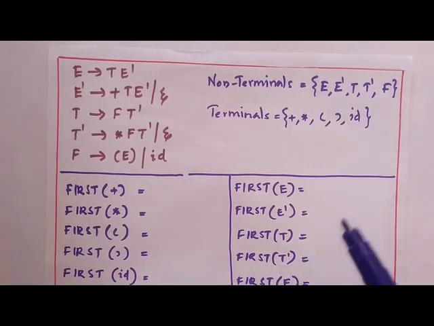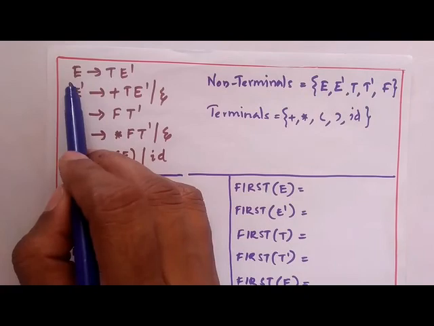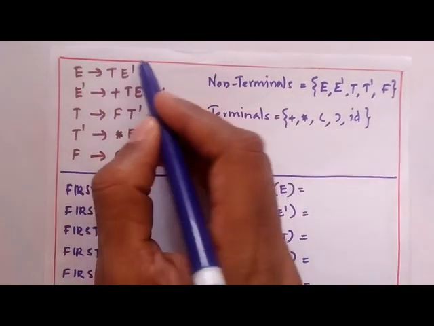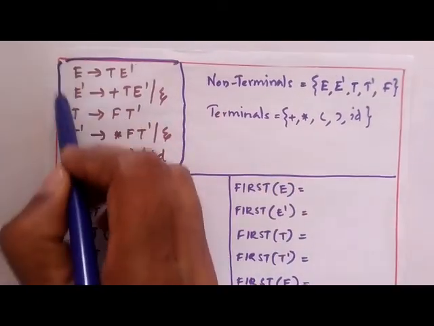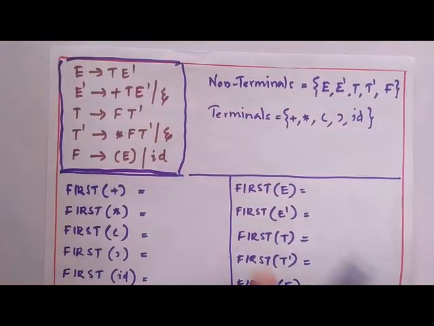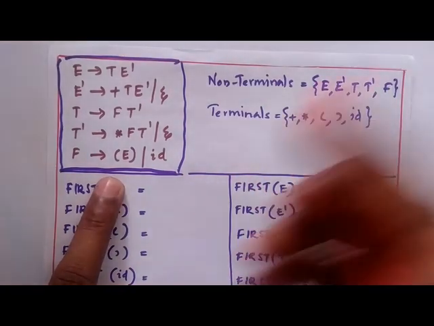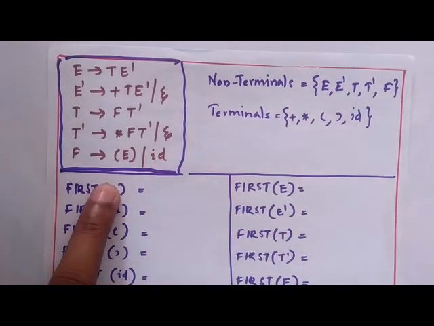See, this is the example. This is a very famous grammar, known as the arithmetic expression grammar. And here this grammar is written after removing left recursion and left factoring. The grammar is left factored.